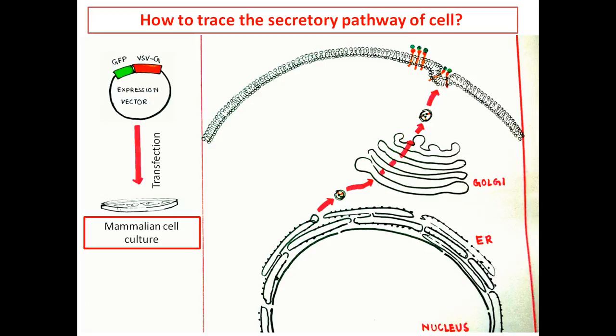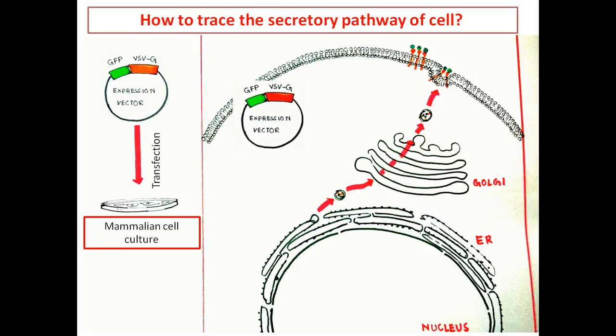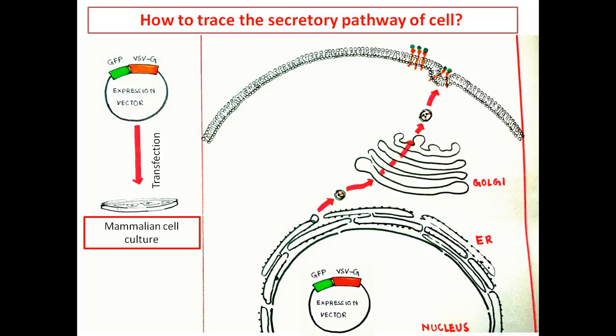Then we can transfect it into a mammalian cell culture. After transfecting it into the mammalian cell culture, what would happen? The VSVG containing expression vector would be expressing into the nucleus, and inside the nucleus, from this expression vector, mRNA would be produced, and that mRNA would go outside the nucleus and it would go to the ER. There the translation would happen on the ribosomes, and it would follow the cell secretory path.